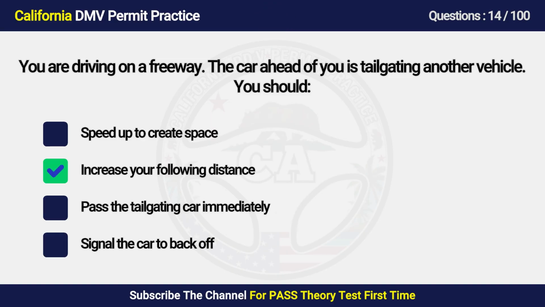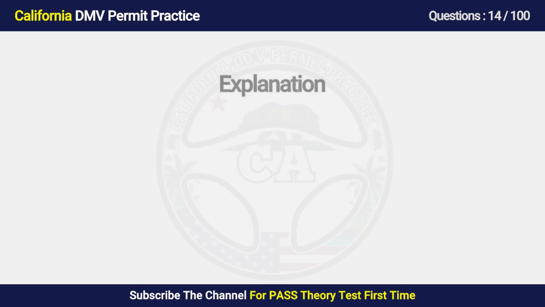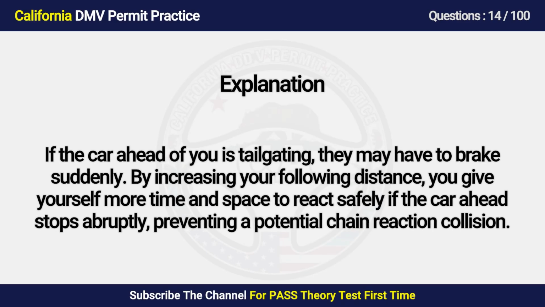Answer is B. Increase your following distance. If the car ahead of you is tailgating, they may have to brake suddenly. By increasing your following distance, you give yourself more time and space to react safely if the car ahead stops abruptly, preventing a potential chain reaction collision.